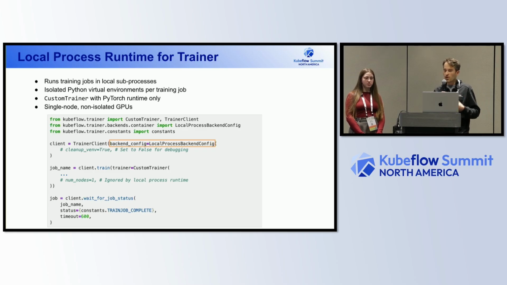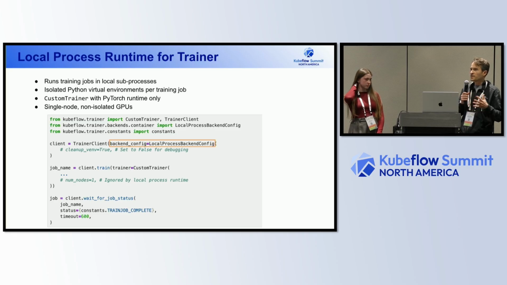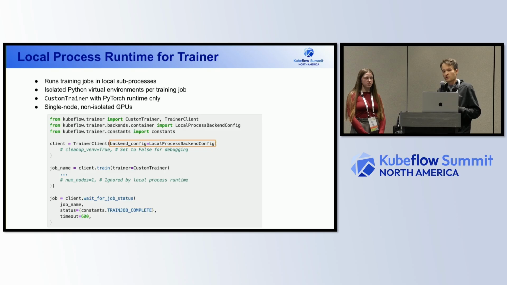But that easiness comes obviously with a few limitations. The one is that conceptually it doesn't have access to the container runtime information, if you want. So you only have support for one specific hard-coded runtime, which is the PyTorch distributed runtime. So you cannot reuse any other supported training runtime. And it only supports a single node mode, so you cannot do distributed training jobs using that local process runtime. You can still use GPUs if you want, but you'll have to be careful when you run parallel train jobs to properly isolate the GPUs manually.